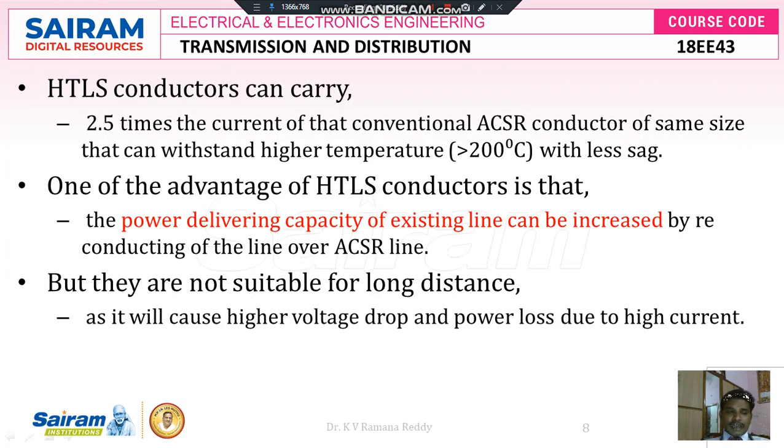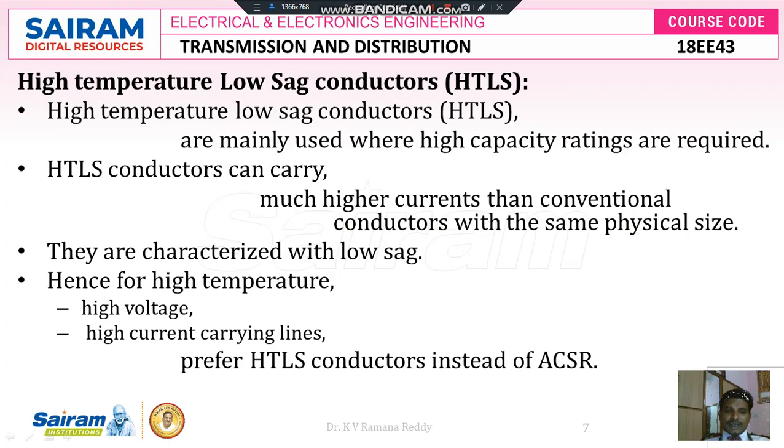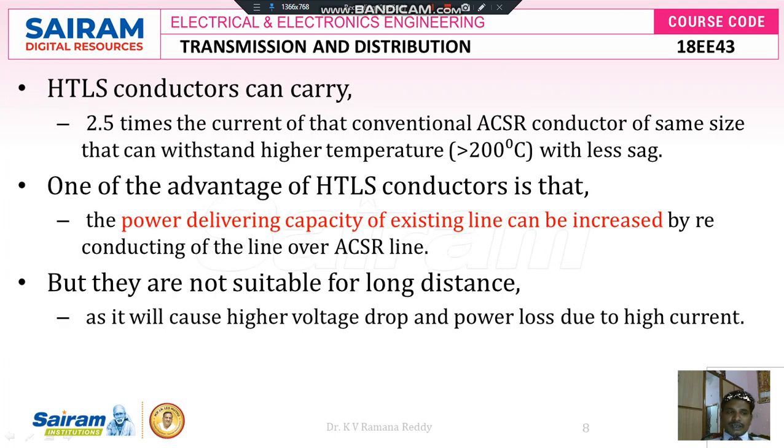HTLS conductors can carry 2.5 times the current of a conventional ACSR conductor, because as we discussed, wherever it is subjected to high temperature, wherever we have to carry a high amount of current with a low amount of sag, that too over a large distance, for the same physical size, without increasing the cross-section area of the conductor like ACSR, we can use HTLS conductors to transfer that current, which is 2.5 times better than that of ACSR conductors.